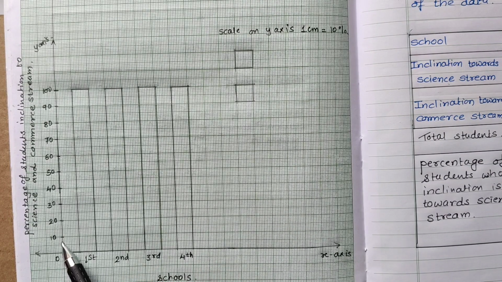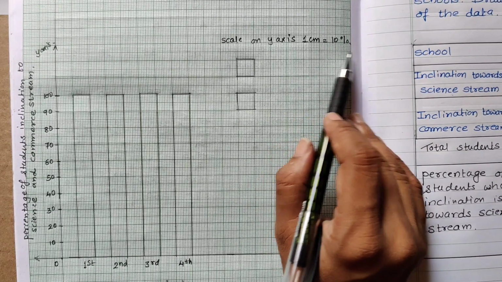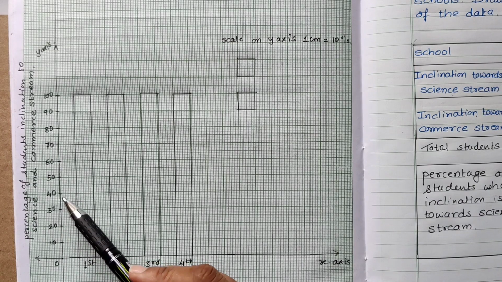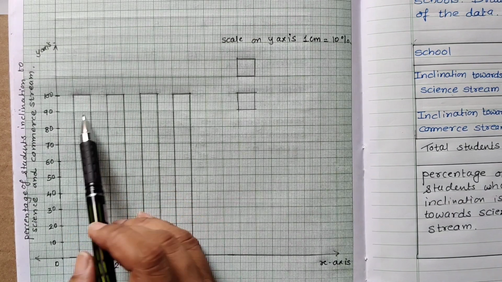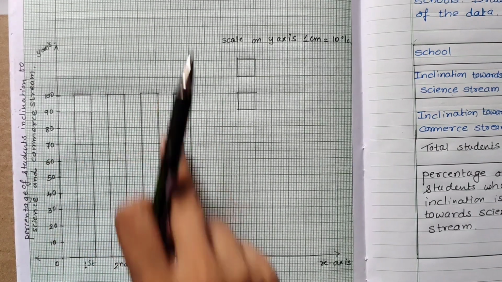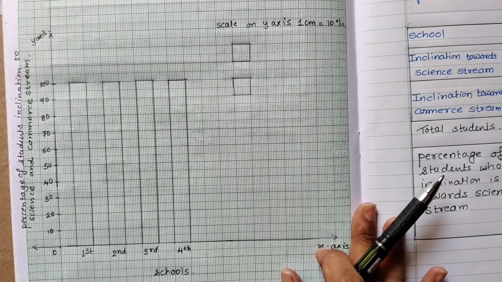On the y-axis we have taken the scale as 1 centimeter is equal to 10%. So that means what? 1 centimeter is 10 units. So 10, 20, 30 till 100 we have to write, because all the bars are of 100. So we have drawn all bars of 100, 100, 100 units. Now we have to divide them. The next thing is to divide the bars.